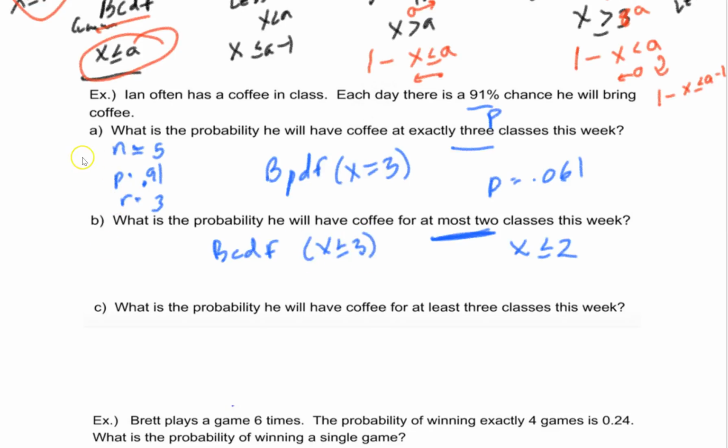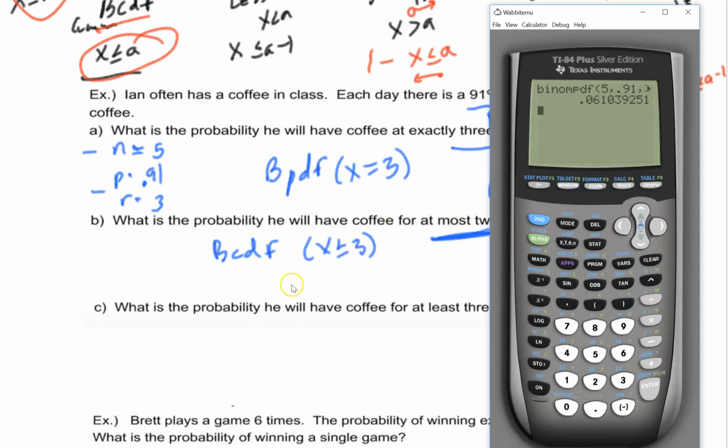Everything else is the same. Still n. It's still probability. Our r changed to 2 now. So again, at most we're doing a CDF. We're doing cumulative frequency. So I'm gonna go back to my distribution. Go down to binomial CDF. Everything else is gonna be the same. So it's gonna be 5 trials, 0.91, and now only 2. At most 2.